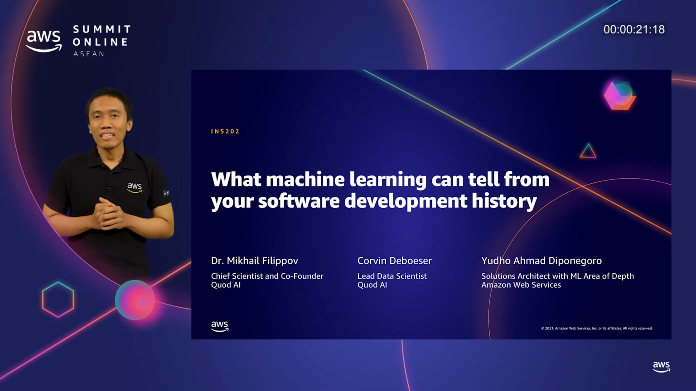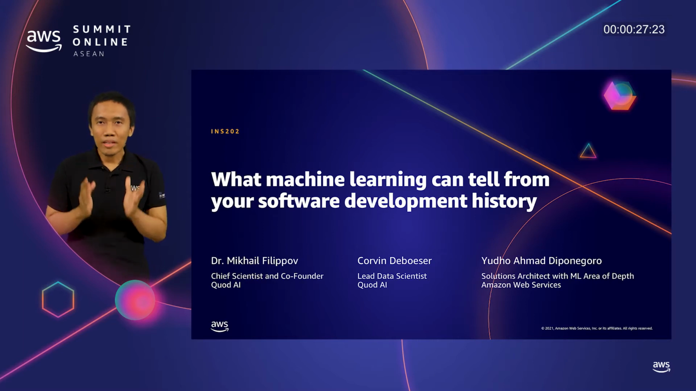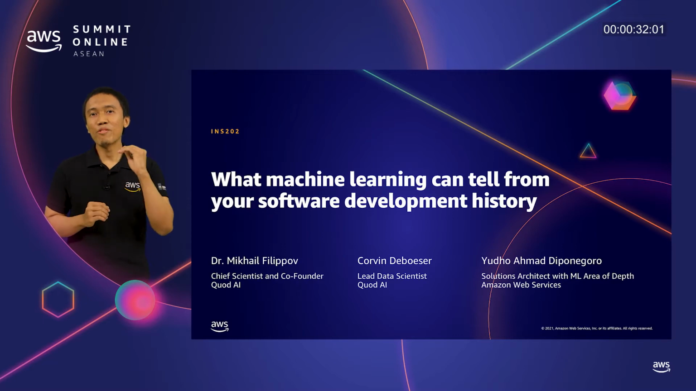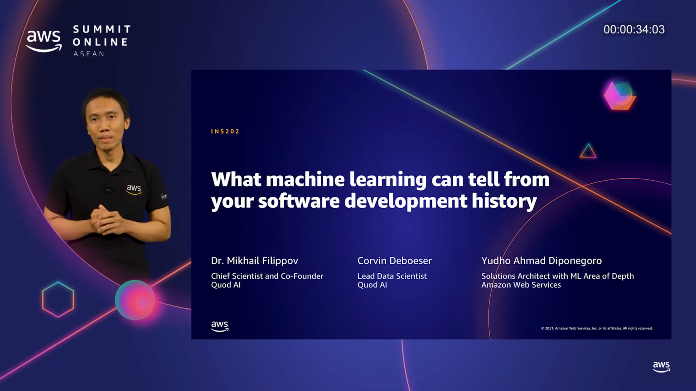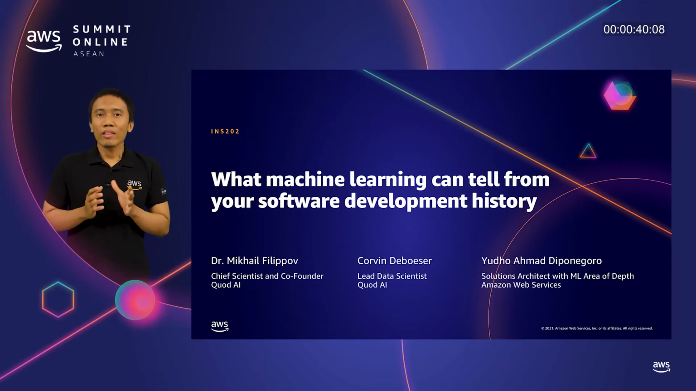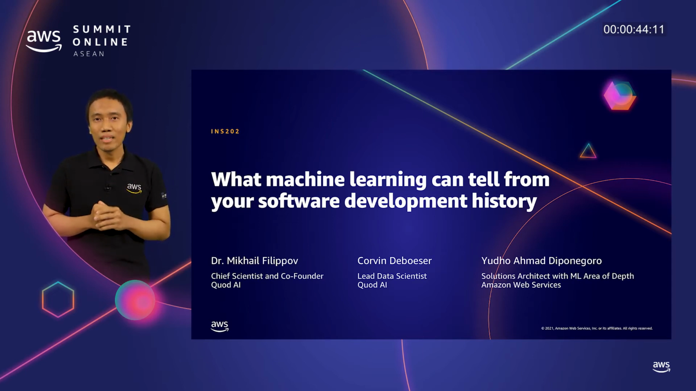This particular session, what machine learning can tell from your software development history, is about using machine learning to do code search and other things for improving your software development process, and how to run it on Amazon Elastic Kubernetes Service or EKS. Quod AI will join me in this presentation to share their expertise in this field and to share their machine learning journey in EKS.